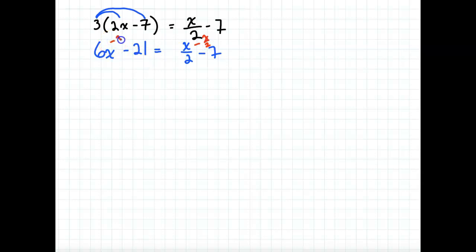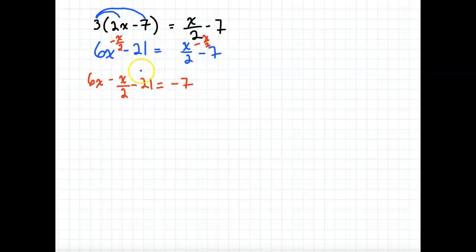And we'll do the same here. So we have 6x minus x over 2 minus 21 equals negative 7. Okay, now I could either combine the x's, but I have to have a common denominator first. Or I could undo this subtracting 21. I think I'll do that first.